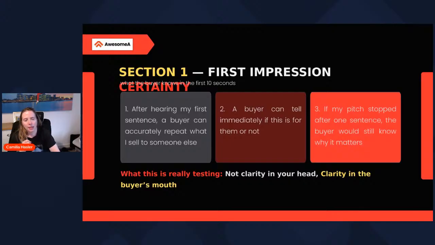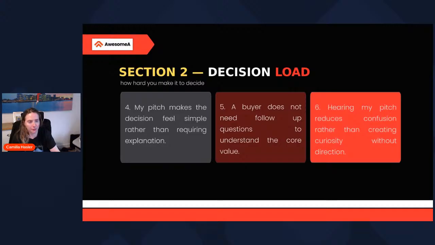So here's what we're testing. We're testing, is this clear to your buyer? We want to be thinking in the mind of our buyer. So can your buyer typically repeat what you say? Can they tell if your offering is really for them? And if your pitch stopped after one sentence, just one, would the buyer still know why it matters?